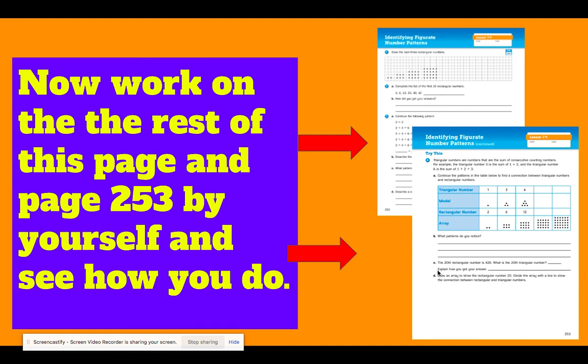So now, my friends, I would like you to work on the next problems here on the rest of page 253. See how you do. If you have questions, go ahead and reach out to your teacher.